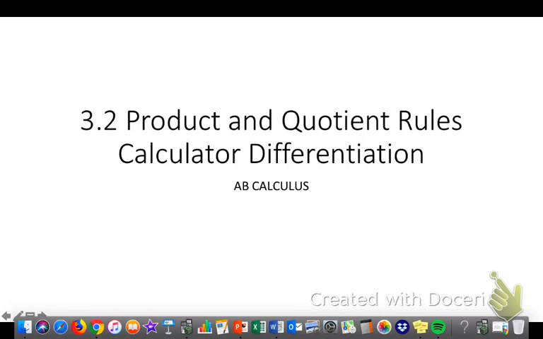All right, today we are talking about section 3.2, the product and quotient rules for differentiation, and also learning how to use our calculator to evaluate a derivative at a point and sketch the graph of a derivative.